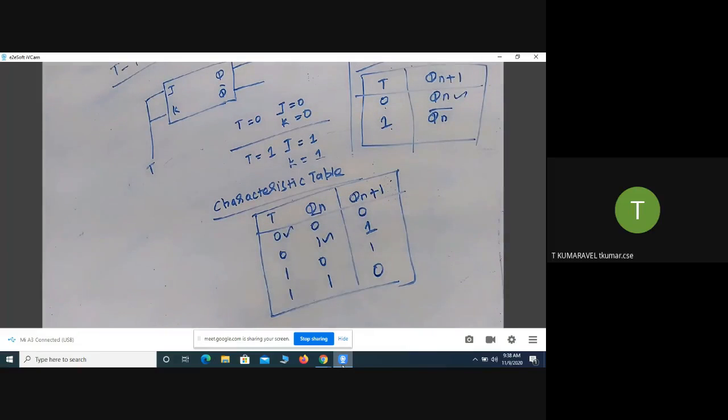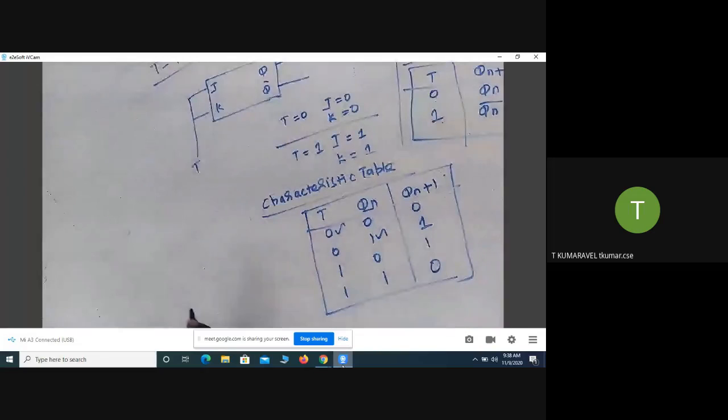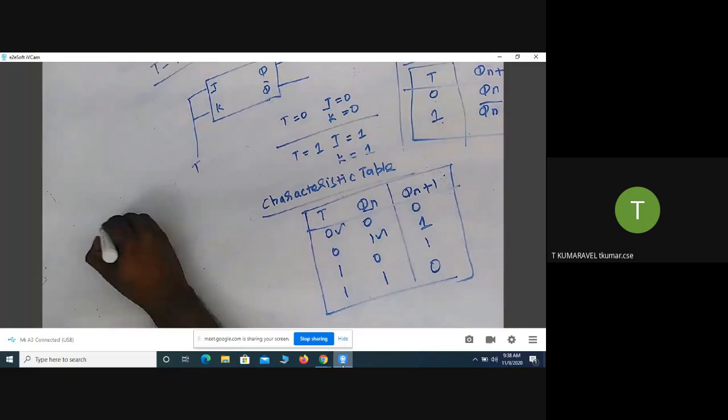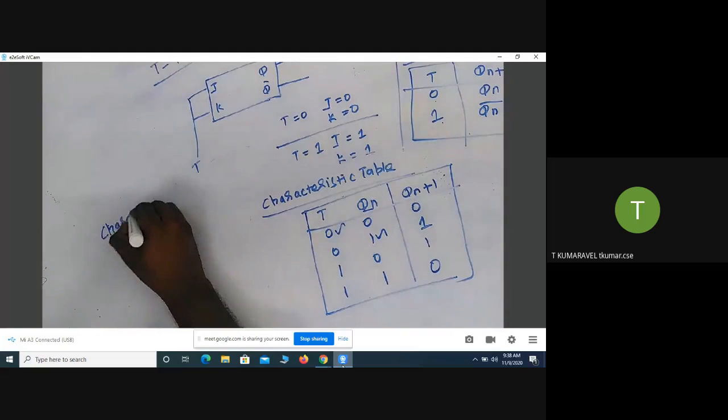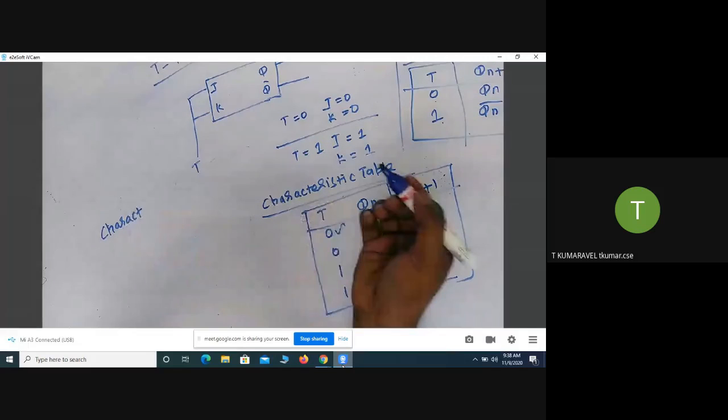Okay. Next, what is the final output? Already I said the characteristic table is called the behavior of the flip flop. Am I correct? So the next thing is the characteristic equation. What is the characteristic equation? The characteristic equation is the behavior of the flip flop represented as a Boolean expression.